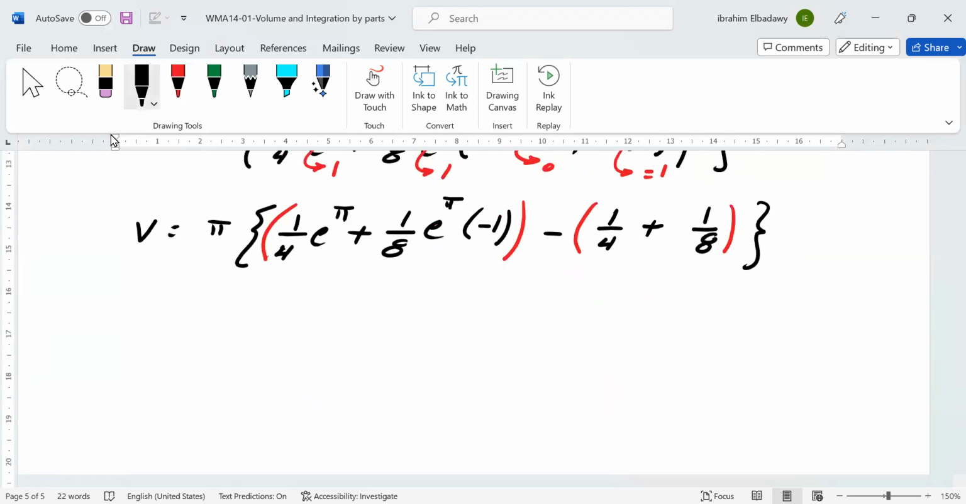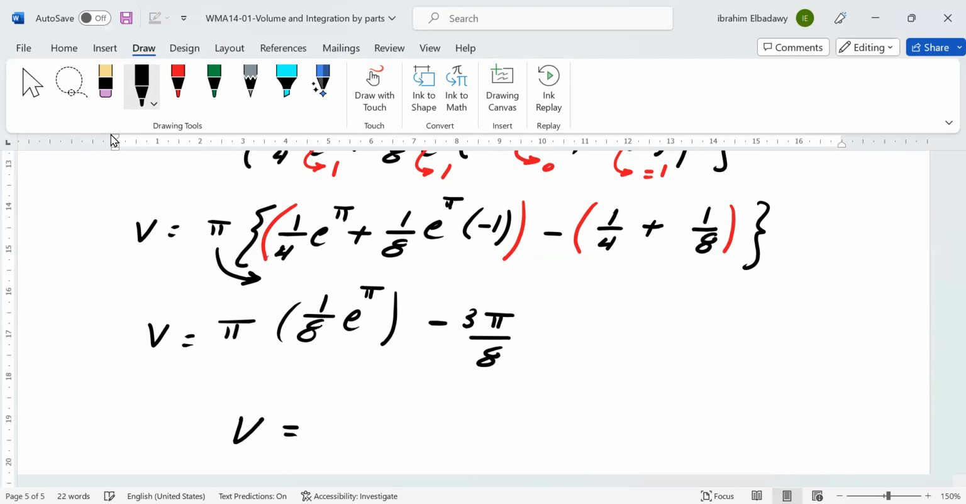We need to simplify. The volume equals pi times 1 over 4 minus 1 over 8, which will be 1 over 8 e power pi. This is the first one. Minus pi, because I will use this pi as well with the second one, times quarter plus 1 over 8, which will be 3 over 8. You can write it then: equal to pi over 8 e power pi minus 3 pi over 8. This is the volume.